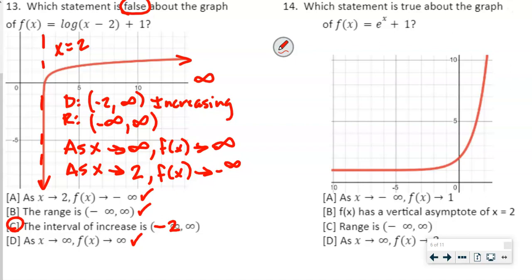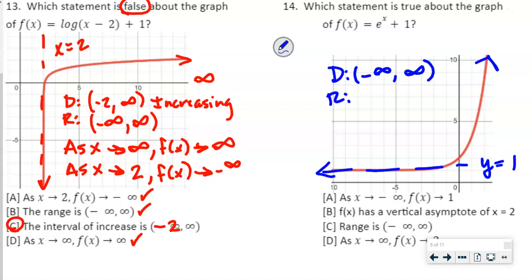Okay, so number 14 says which statement is true about the graph. So here again, this time we have a horizontal asymptote, right? So that's going to be at y equals, what is that? Zero's down there, so that's 1. Okay. So again, let's talk about domain. So our domain, is it limited at all? No, because it's going left and right. So it's from negative infinity to infinity.